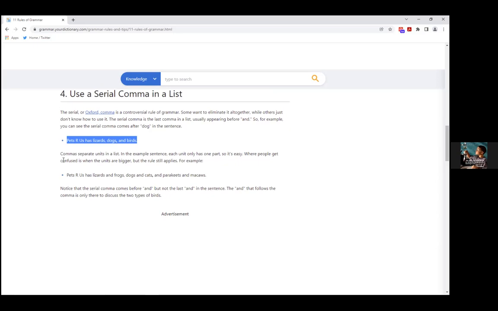R and US are not sounding like a word. So it's Pets R Us. So it's a business name. Oh, that's a business name. And now I got it. Pets R Us has lizards, dogs, and birds. Okay. So not bad. Just a little bit fast. To me, I would say Pets R Us has lizards, dogs, and birds. Mm-hmm. Just a little bit of a bigger break between the three points. Okay.